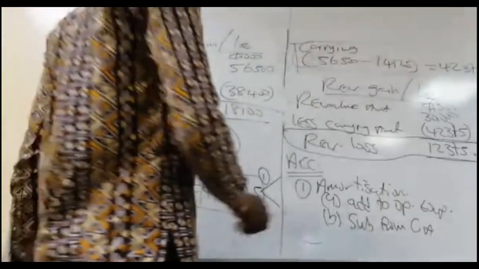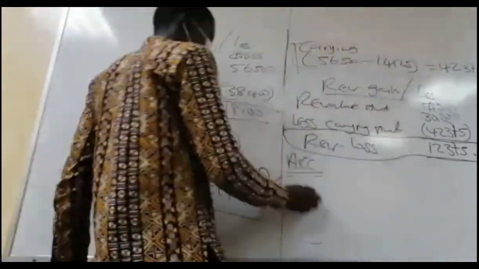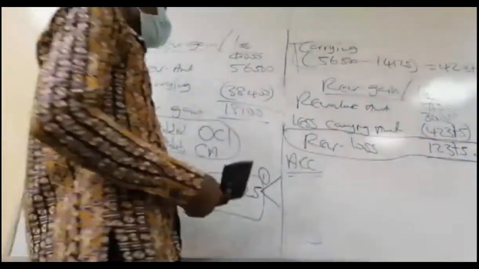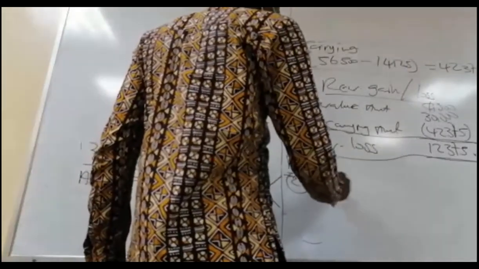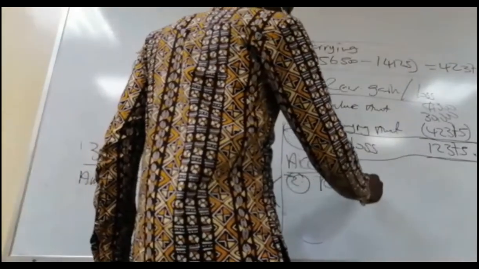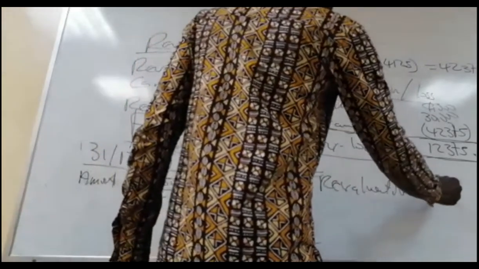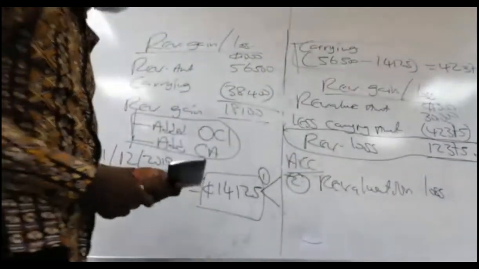Okay, so to continue the game, let's go to number 2. The accounting treatment number 2 is for the revaluation loss. So number 2 is about the revaluation loss. How do you treat it? We are interested in the calculation and then the treatment.